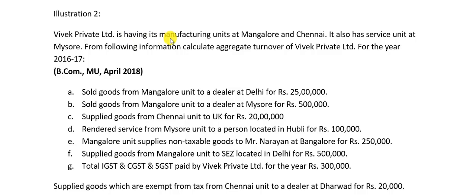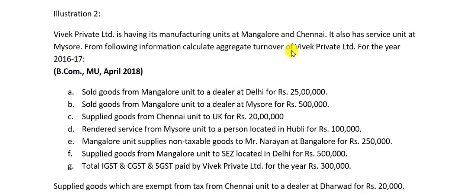Vivek Private Limited is having its manufacturing units at Mangalore and Chennai. It also has a service unit at Mysore. From the following information, calculate the aggregate turnover of Vivek Private Limited for the year 2016-17. So they have given us a lot of data in the first statement itself. The first one being that there are two units of Vivek Private Limited, the first one at Mangalore, the other one at Chennai. It also has a service unit. So there is a third unit which is dedicated to servicing, which is in Mysore. Manufacturing units are in Mangalore and Chennai. Service unit is at Mysore.